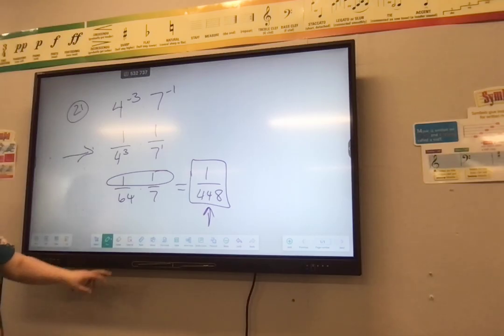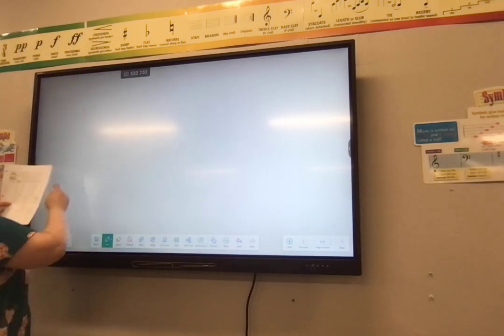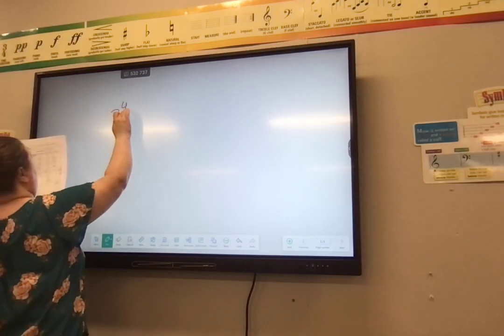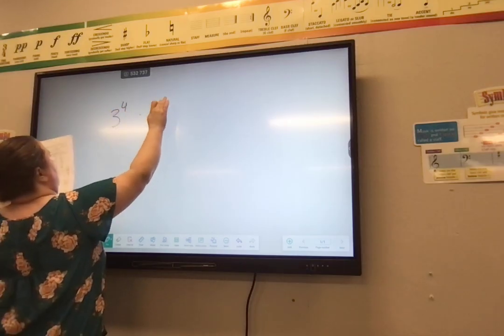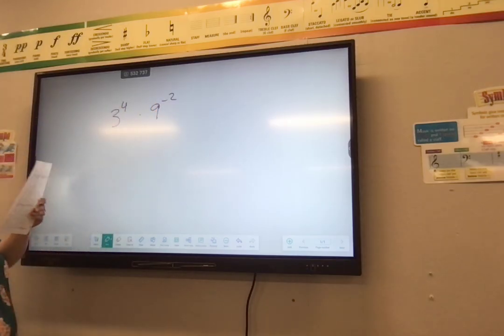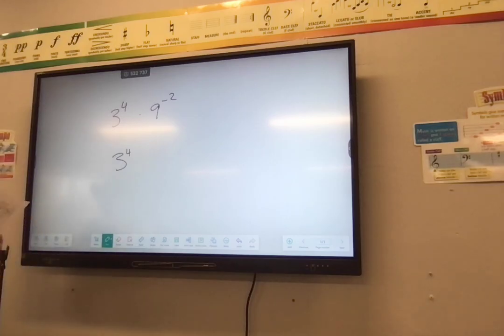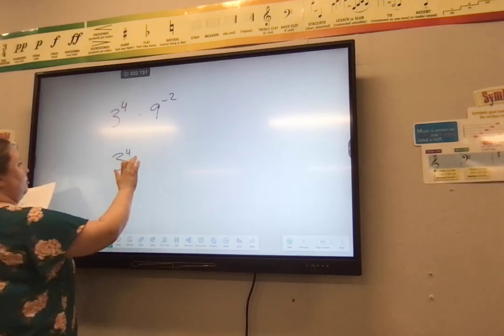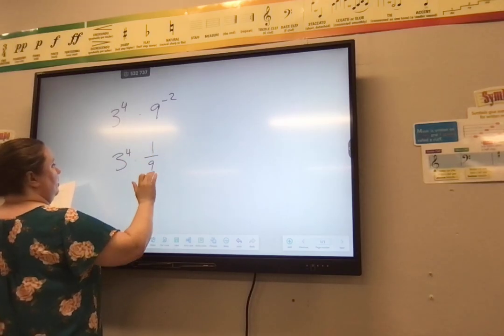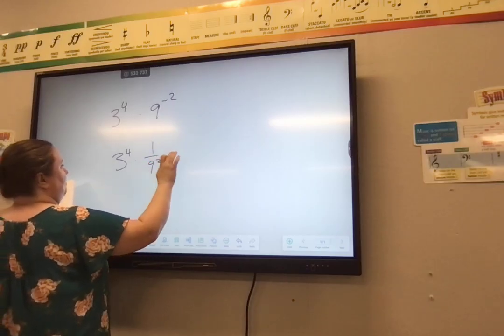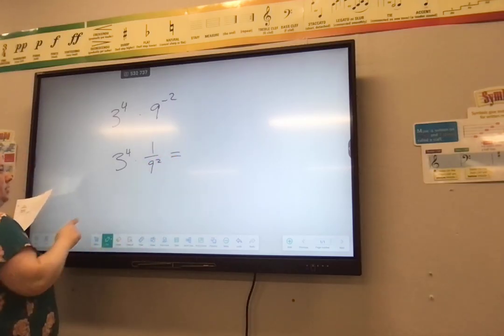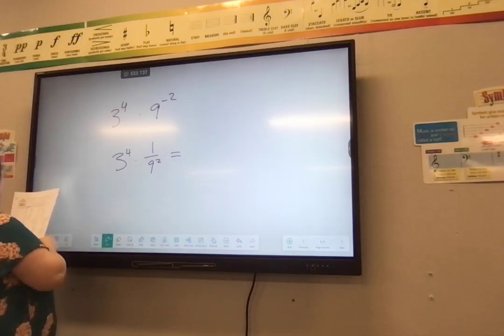Let's do 23. All right, so 23, I have 3 to the power of 4 times 9 to the negative 2. So how would I rewrite this? 3 to the power of 4 times 1 over 9 to the power of 2. 3 to the power of 4 does not change because it's a positive exponent. So now I'm just saying times 1 over 9 squared, right? Mm-hmm. So now let's simplify that. What is 3 to the power of 4?